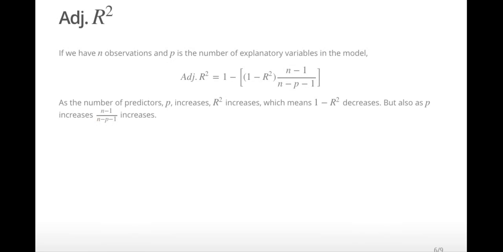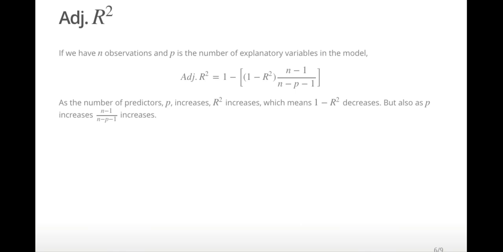Adjusted R squared is an improvement of the R squared statistic. If we have n observations and p is the number of explanatory variables in the model, the formula for adjusted R squared is defined as in the equation at the top. When there are no predictors, this is exactly equal to R squared. Otherwise, it will be less than R squared. You can take time on your own to prove that mathematically if you'd like.